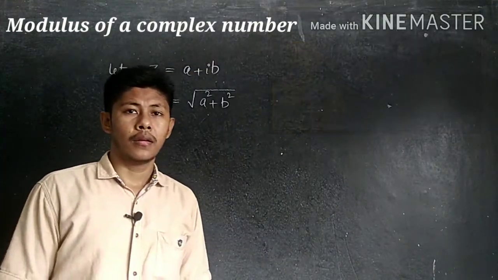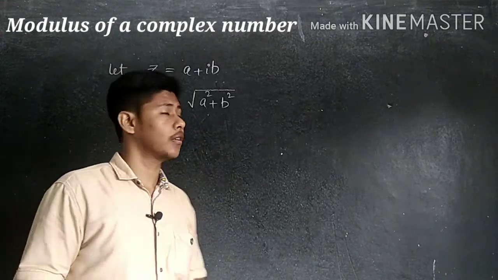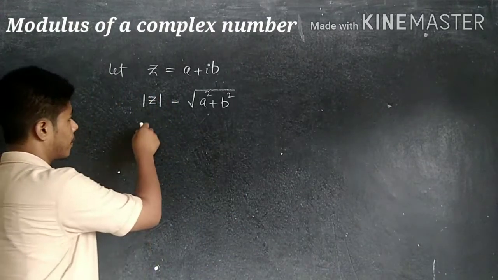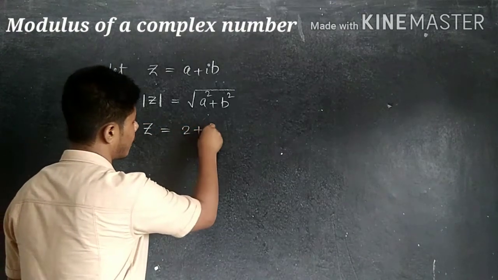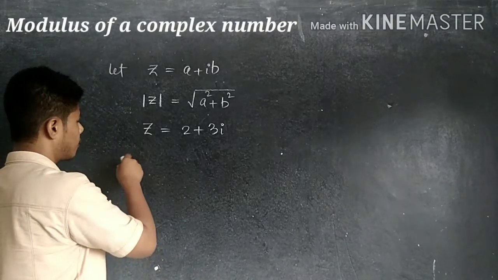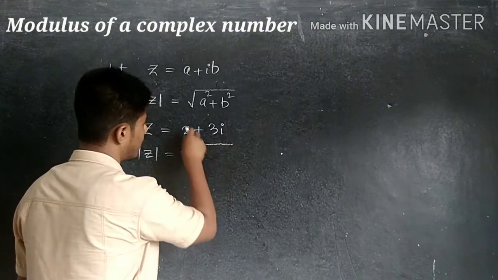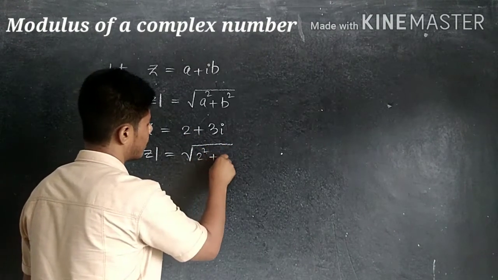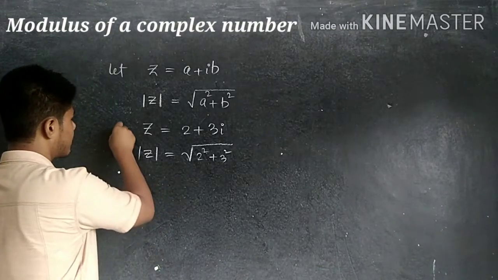Okay. Now let's see some examples of how we can find the modulus. Suppose any complex number is given, say z equals 2 plus 3i. If 2 plus 3i is given to us and someone asks you to find the modulus of z, then modulus of z equals root over 2 square plus 3 square. Is it clear? This is the first example.